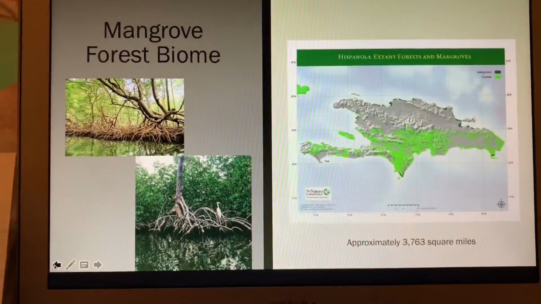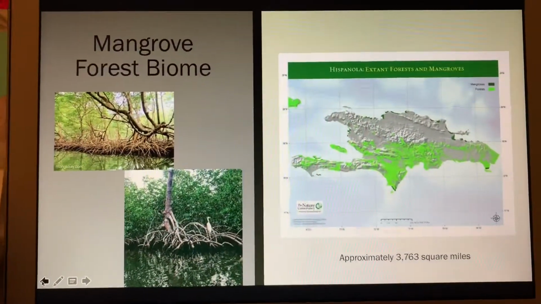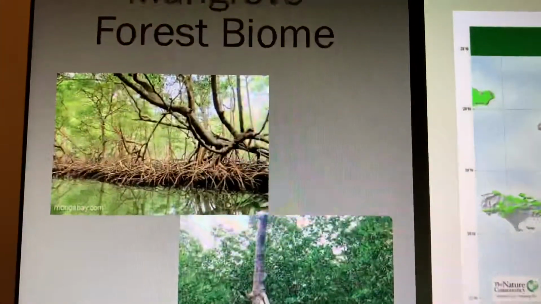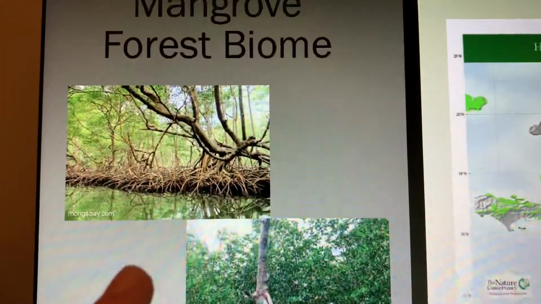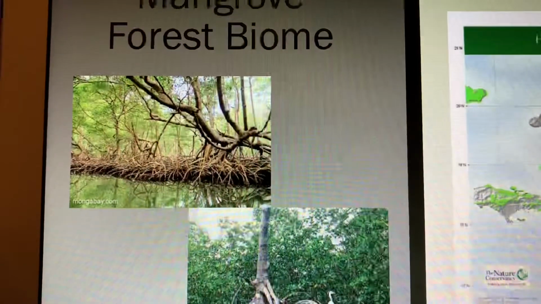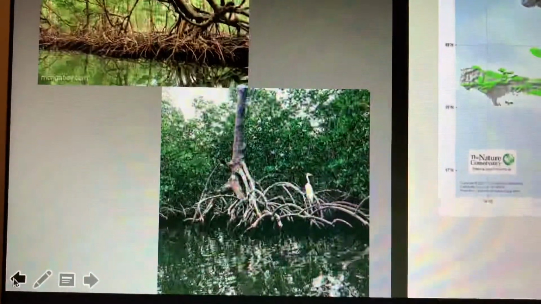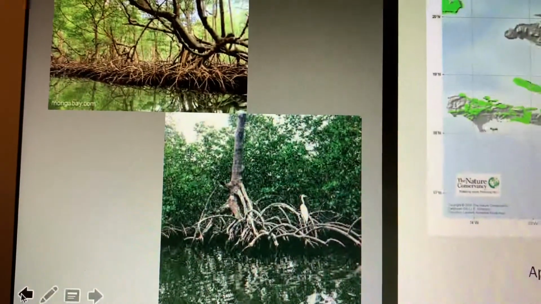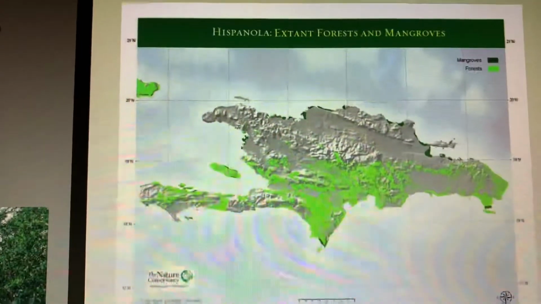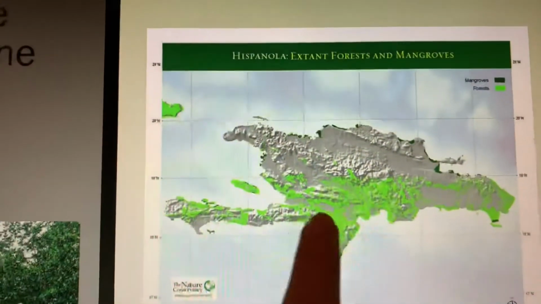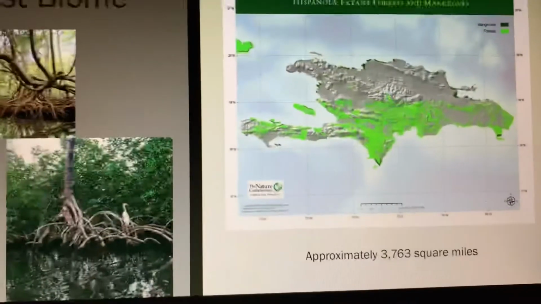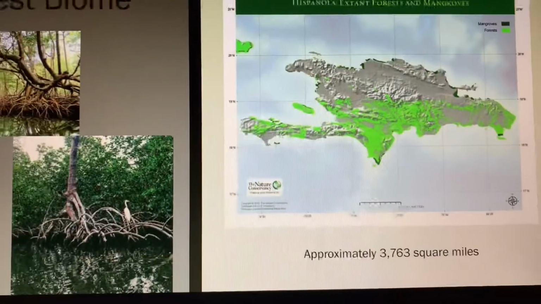My next biome is the mangrove forest biome. So here's what mangrove forests look like. You can see as the roots are growing down into the water, and it has a very complex root system, and there's a bird that lives there. And then here's a map of the mangrove forest in the Dominican Republic. You can see it's a large area that it covers, and that is approximately 3,763 square miles.